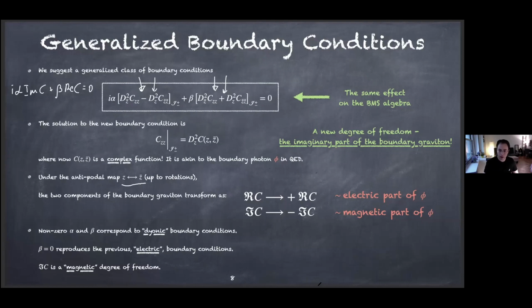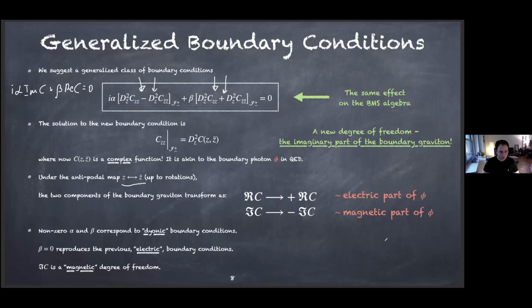And based on these parity properties, we can now draw an analogy with electromagnetism. The analogy goes as follows. The real part of C is analogous to the electric part of the boundary graviton, and the imaginary part of C is analogous to the magnetic part of the boundary graviton. And therefore, it gives rise to a field component that has magnetic properties.